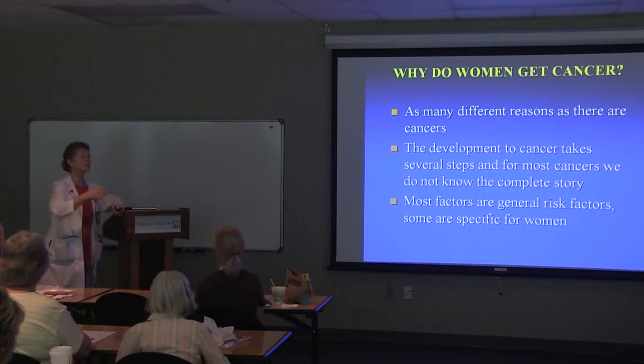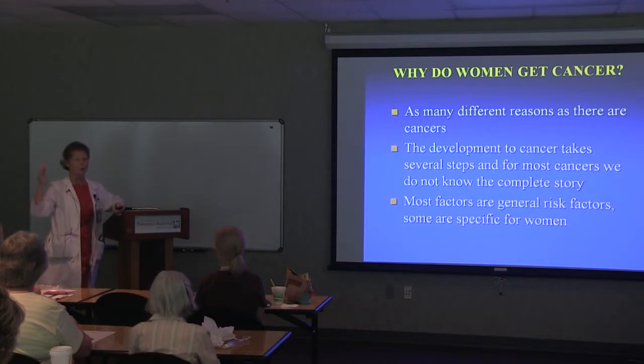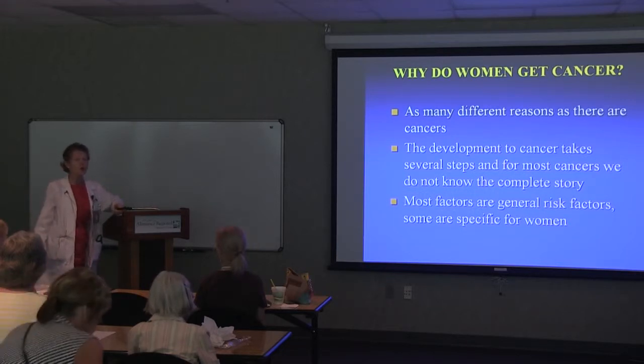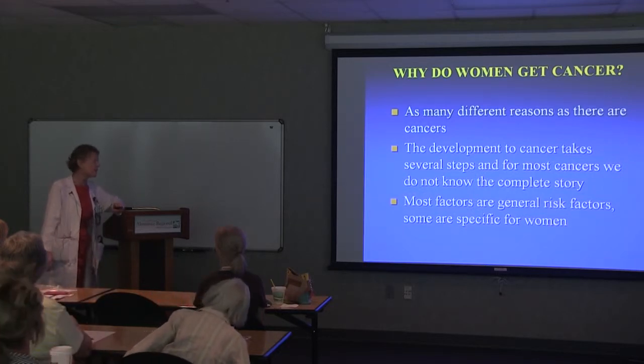The development of cancer takes many different steps, where cells get more and more abnormal, and where, of course, on the other hand, our immune system also has plenty of opportunity to kill those cells off, because we all develop abnormal cells in our body every day.